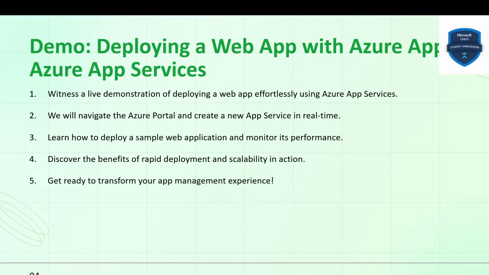To deploy a web app using Azure App Services, follow these steps. First, create an Azure App Service plan. In the Azure portal, click on Create a Resource and select App Services. On the Create App Service page, fill in the required fields. For subscription, choose your Azure subscription, and for resource group, select an existing resource group or create a new one, and enter a unique name for your app service.